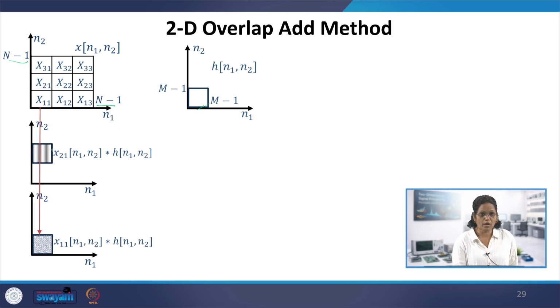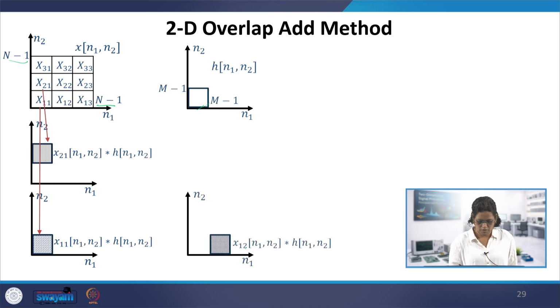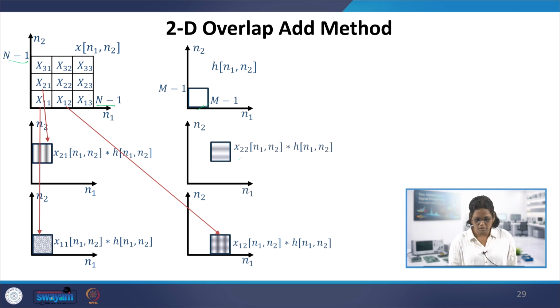This is a different one. Here this is X21, and then we go for the other one, X12, this portion of the image, and convolve it with H of n1 comma n2. So we get this particular convolved sequence here, and then we have the last one, that is X22 with H of n1 comma n2. We can similarly extend this same idea of convolving pieces to 13, 23, 33 and 31, 32, 33 as well.